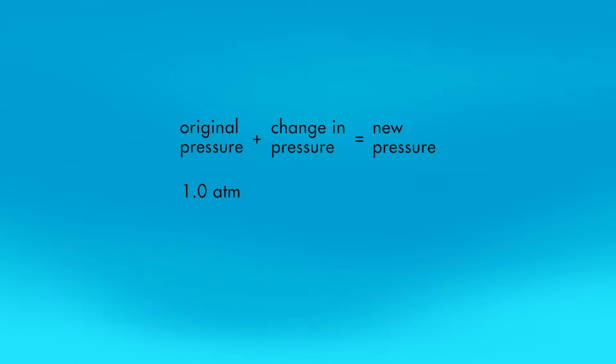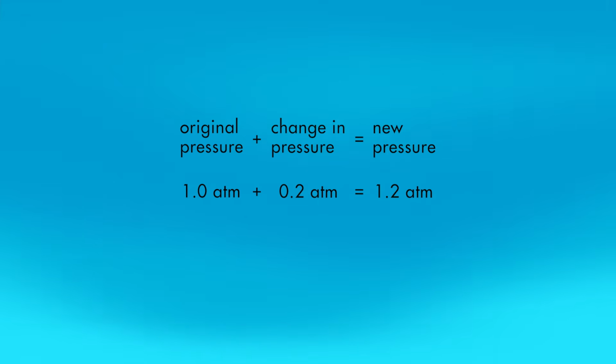If we know the original pressure and we know the change in pressure, we can add the amount of the change to the original pressure to find the new pressure. For instance, if the original pressure was 1 atmosphere, and we can use the manometer to determine that the pressure increases by 0.2 atmospheres, we can calculate the new pressure by adding the two values. The new pressure is 1.2 atmospheres.